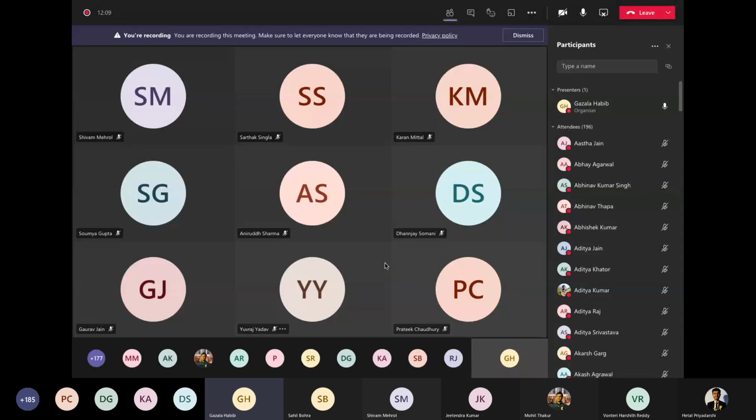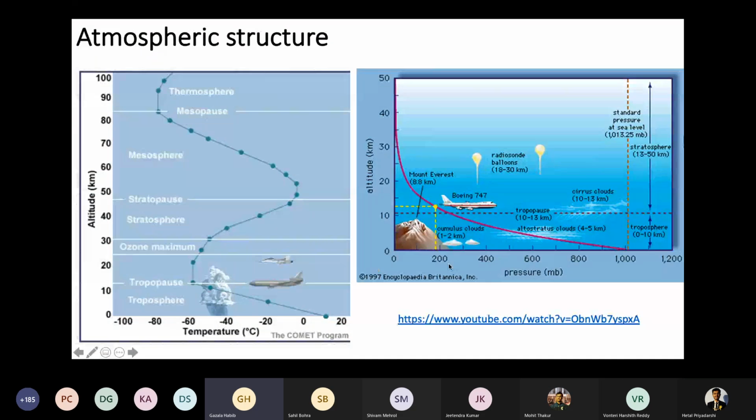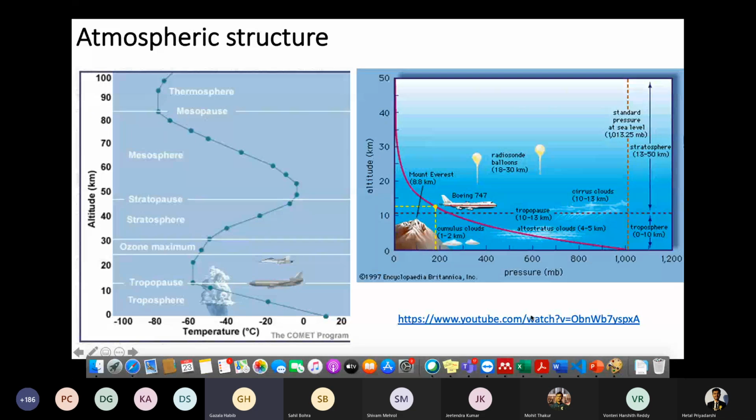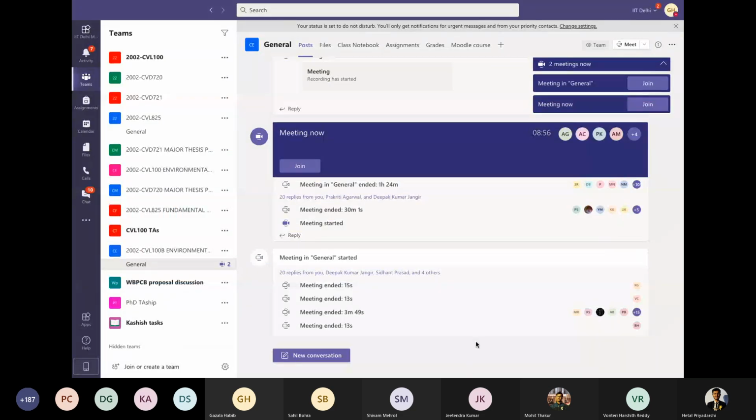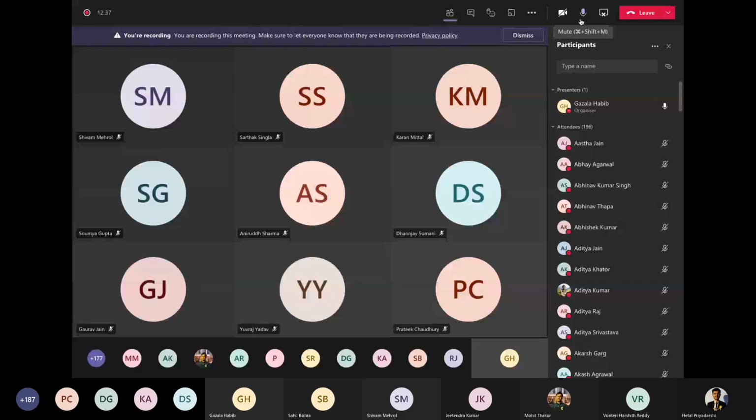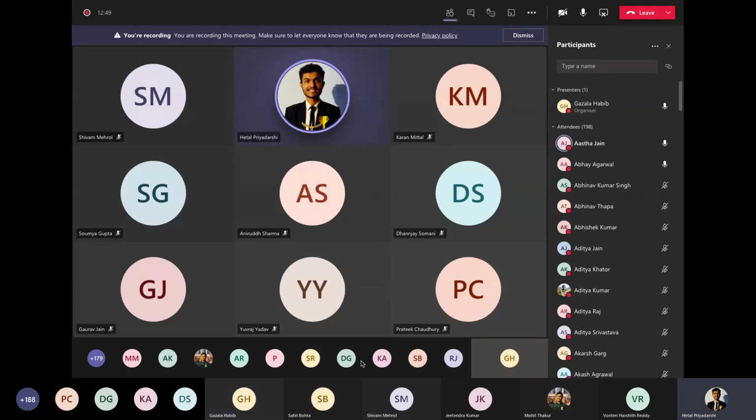Okay, so now is that clear? The atmospheric layer composition and their role in the temperature gradient, is it clear or not? Just tell me if it is still not clear to anybody. Anyone can tell. Okay, can you tell me if it's clear? Astha Jain, Abhay Agrawal, Abhinav Kumar Singh, Abhinav Thapa. Ma'am, it's clear. Yes, ma'am, it's clear.